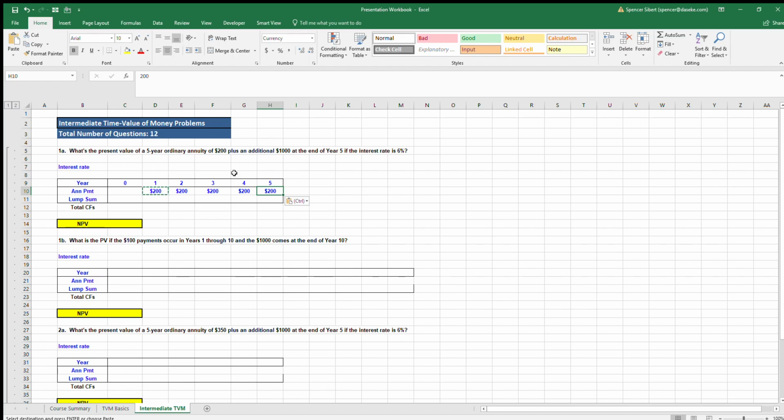This is the annual payment of the question. But it also says that there's a lump sum at the end of year 5, so let's add that $1,000. I separated these out into 2 different line items, so your total cash flows are just going to be the sum of these 2 lines. Copy them all the way over, and this is what we'll use to build our net present value calculation.